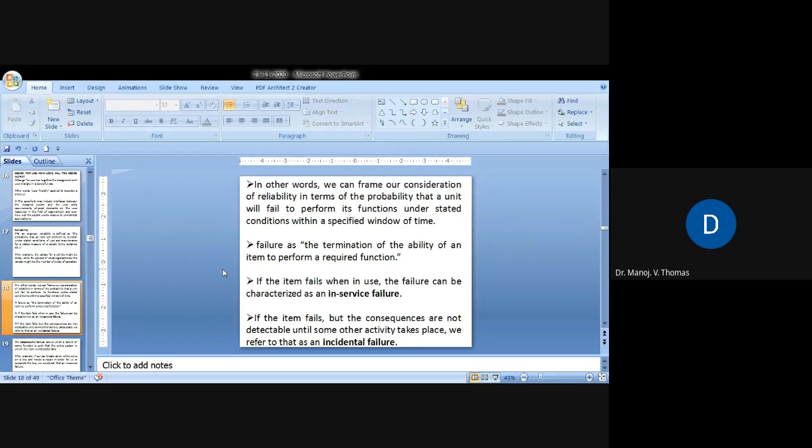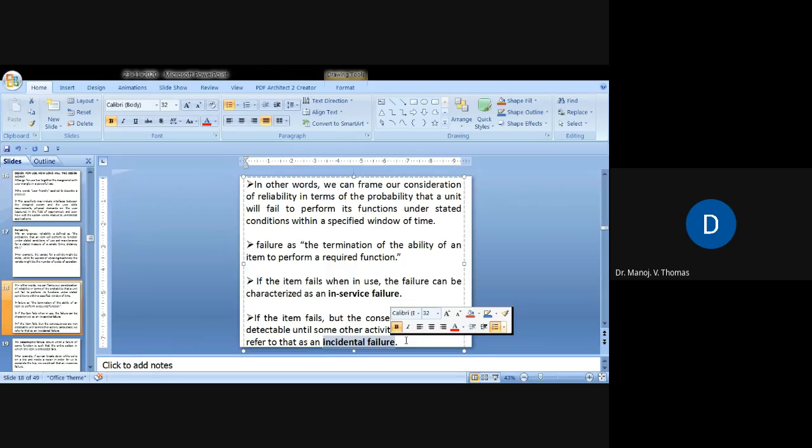In other words, we can frame our consideration of reliability in terms of probability, where we consider failure also. What is failure? The termination of the ability of an item to perform the intended operation. So there are different types of failure. In-service failure, if the item fails when in use, say when we use a mobile phone or a vehicle. When something happens while the vehicle is running, for example one headlight goes off, that is in-service failure. If the item fails, but the consequences are not detectable until some other activity takes place, that is called incidental failure, because some issue has already happened. Say, for a vehicle, the brake pad got damaged, but we usually check that during the next visit to our workshop. So that is incidental failure.